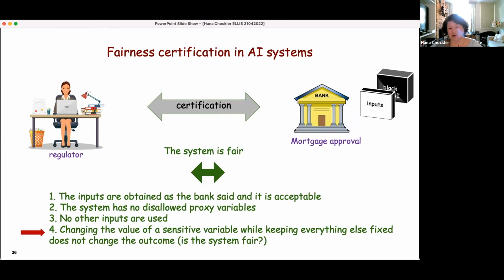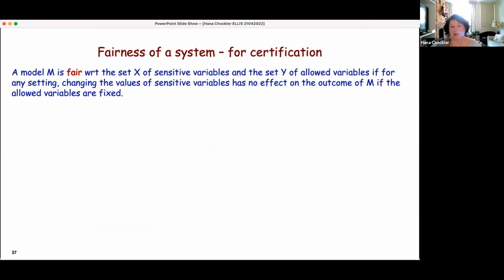Changing the value of a sensitive variable while keeping everything else fixed does not change the outcome, which is what makes a system fair. So here is the fairness of a system for certification. A model M is fair with respect to the set X of sensitive variables and the set Y of allowed variables if, for any setting, for any values of other variables, changing the values of sensitive variables has no effect on the outcome if the allowed variables are fixed.